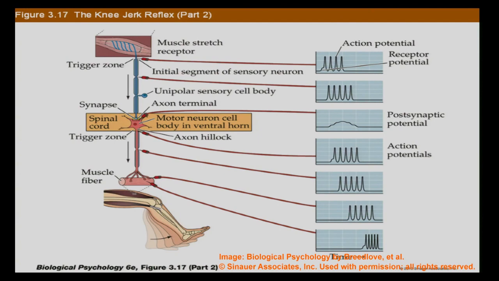And so look at this neuron right here. It's a unipolar sensory neuron. The cell body is right here. Here is its dendritic component. Here is its axonal component. This is a sensory neuron.